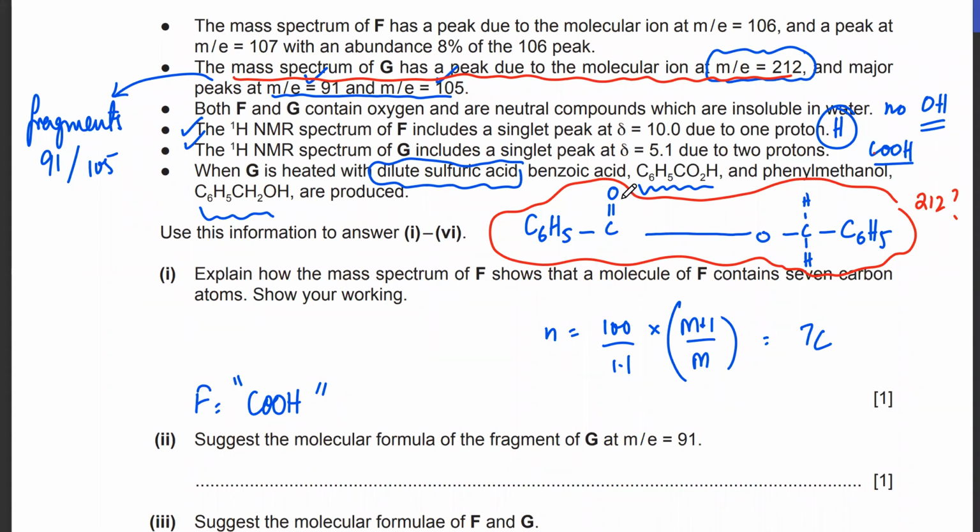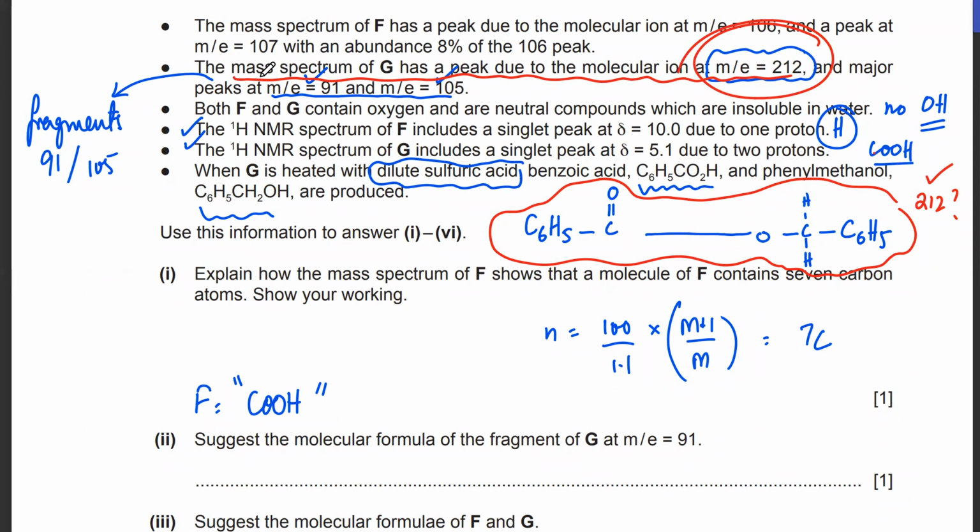14 times 12 is 168. Then you've got 2 oxygens, so that's 32, which makes 200. Now I need 12 more, so how many hydrogens do I have? I've got 5 over here, 5 over here, and 2 over here. So that is 212, so 212 is correct. This is what he's talking about: the molecular ion he got was 212.